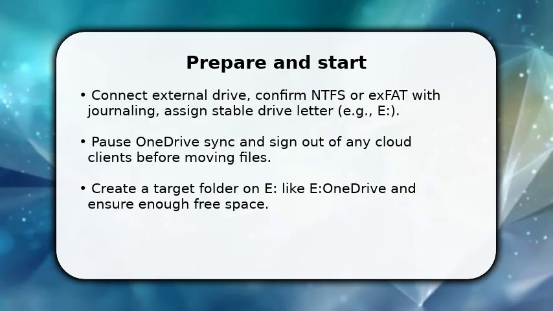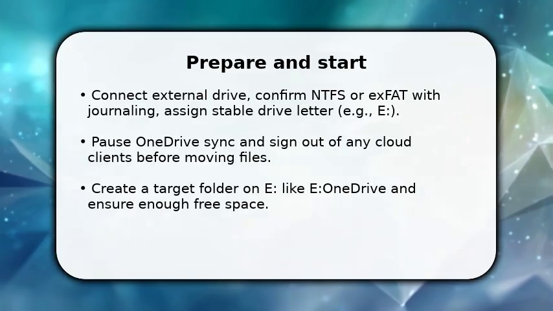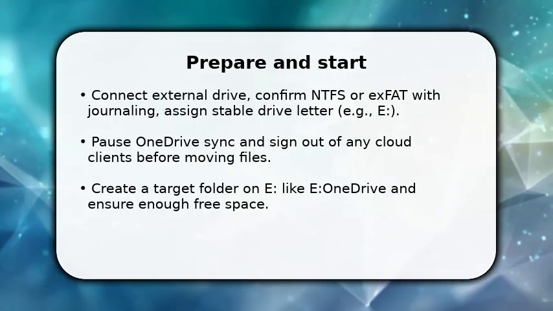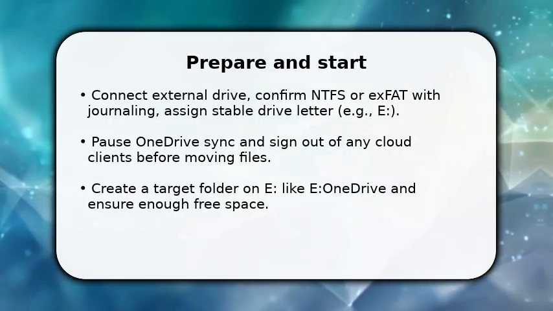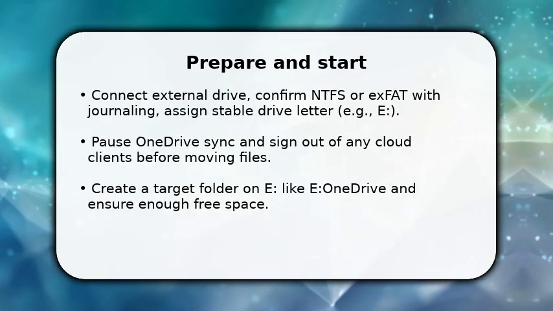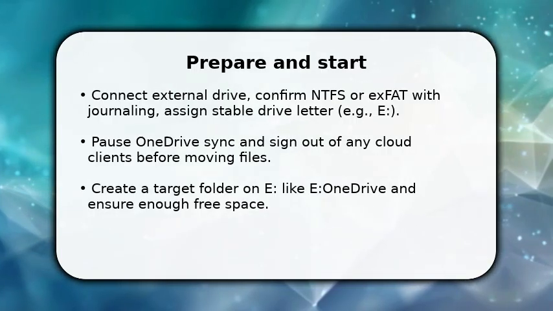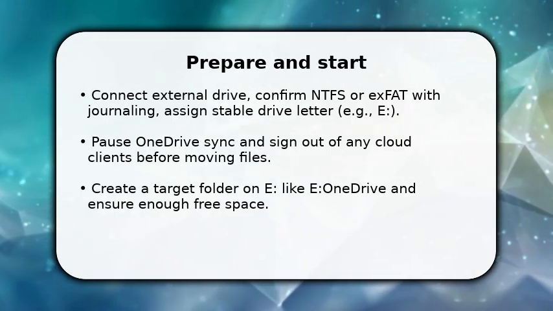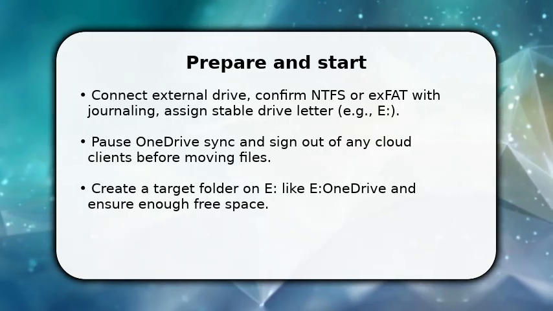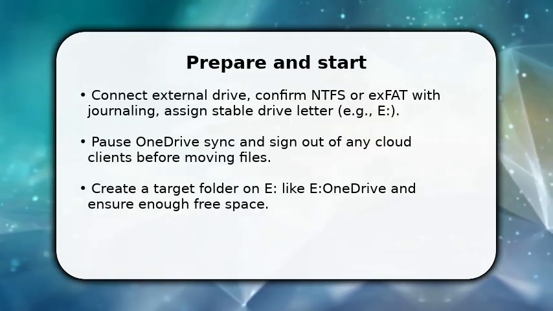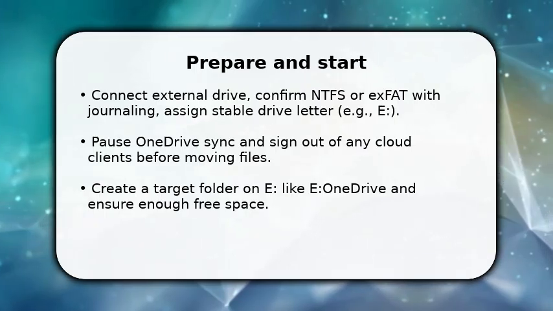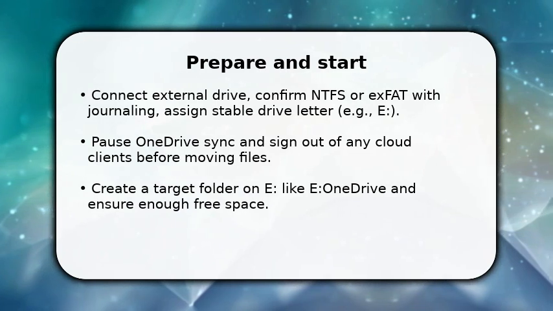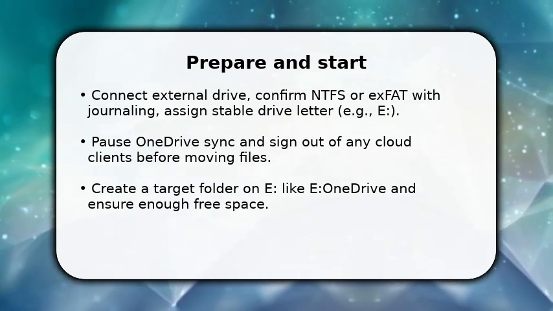You're going to start immediately. Plug in the external drive and confirm it uses NTFS or exFAT to support links and permissions. Once done, pause OneDrive Sync from the tray icon and close the app so files won't change during the move. Create a clear target folder on the external drive, for example /OneDrive, and verify there's enough free space for your entire OneDrive. These steps prevent permission and corruption issues and prepare the system for a clean redirection using a symbolic link.